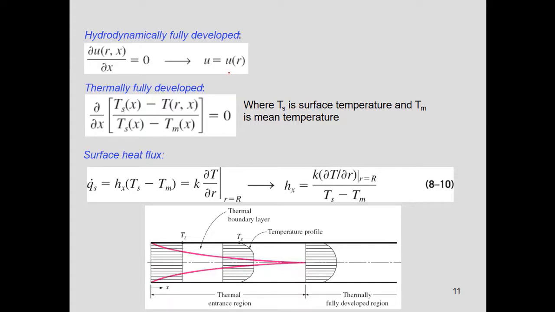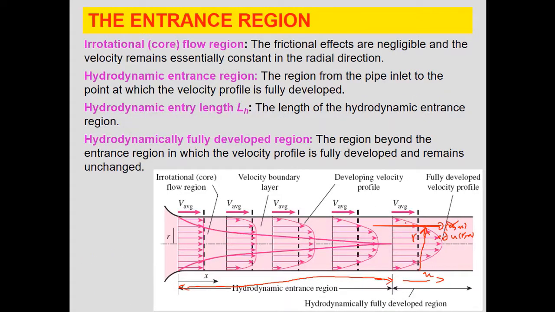And the velocity, or the relative velocity, is a function of r. As you can see here, the change in the velocity is only dependent on r, the distance from the center. So the velocity is only dependent on r.